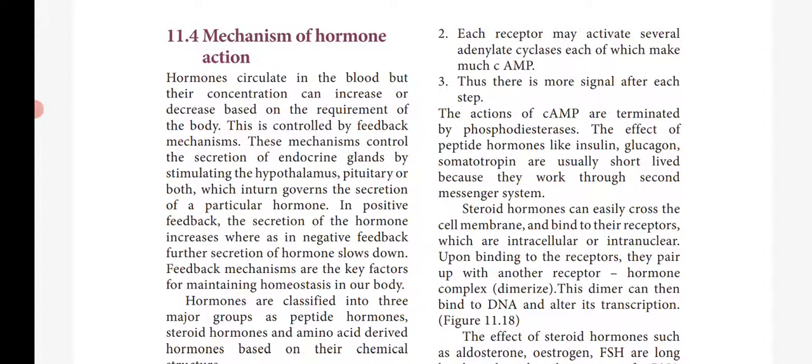Next, we will see the mechanism of hormone action. The hormones circulate in the blood, but their concentration can increase or decrease based on the requirement of the body. It is controlled by feedback mechanisms. These mechanisms control the secretion of the endocrine glands by stimulating the hypothalamus, pituitary or both, which in turn governs the secretion of the particular hormone.